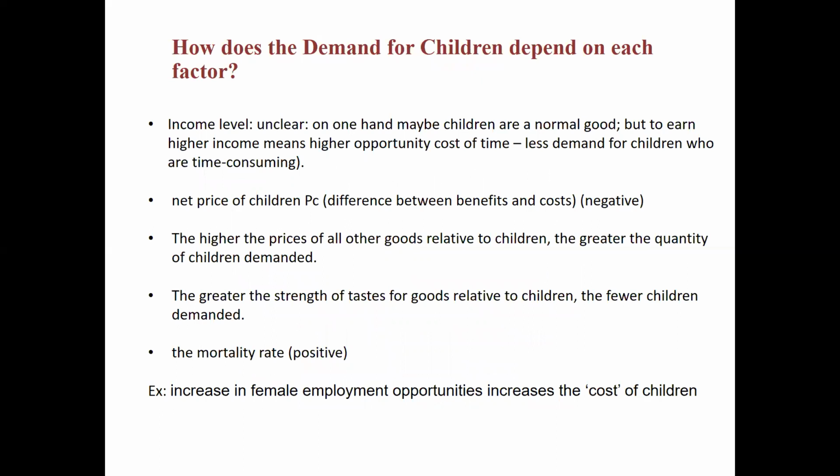And so how does this demand depend on each factor? Well, the income level is somewhat unclear. So on the one hand, children may be a normal good, as I was saying, so as you have more income, you want to have more children because you enjoy them. But on the other hand, as your income goes up, let's say your wage goes up, then the opportunity cost of your time also goes up, which is measured by your wage, right?